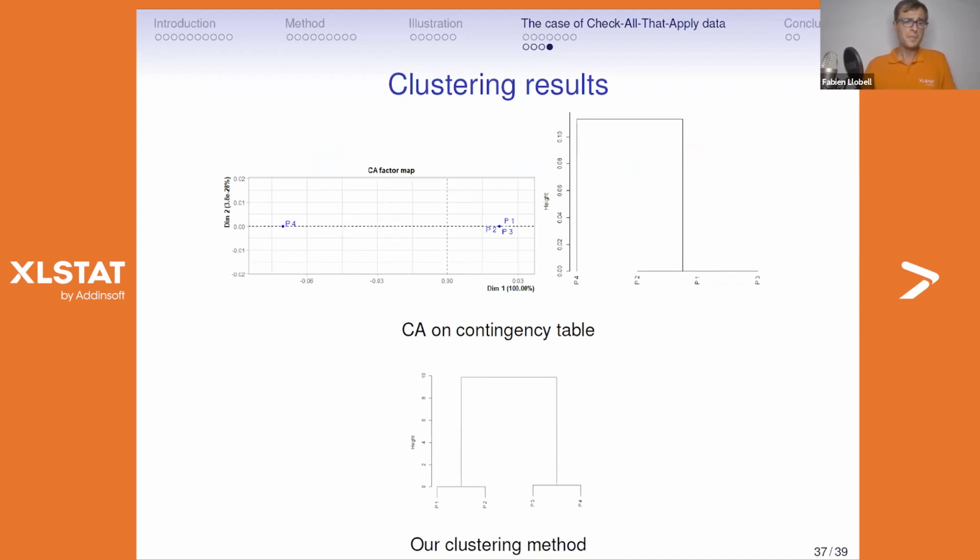And our method gives a good cluster solution with this kind of problematic data.